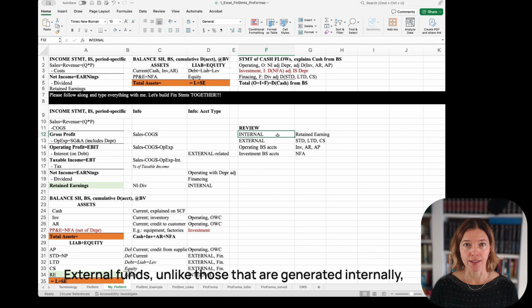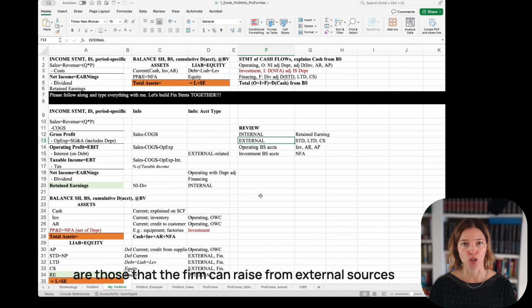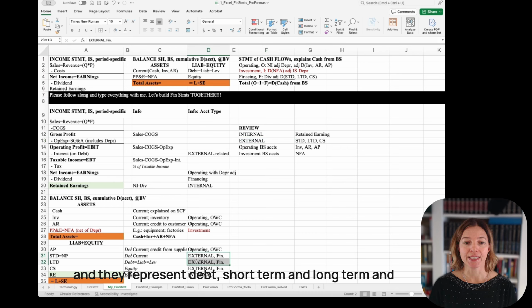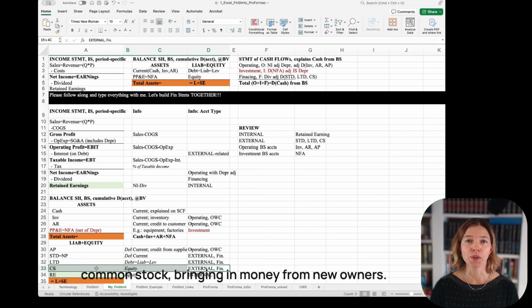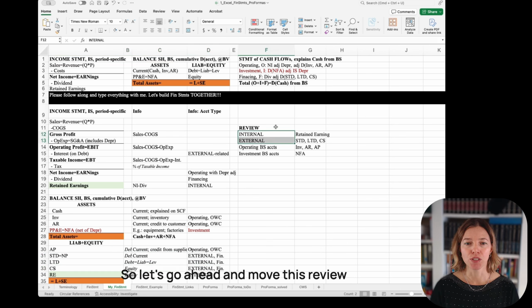External funds, unlike those that are generated internally, are funds that a firm can raise from external sources. And they represent debt, short-term and long-term, and common stock, bringing in money from new owners. So let's go ahead and move this review off from here just to free up space. So I'm just going to put it here.